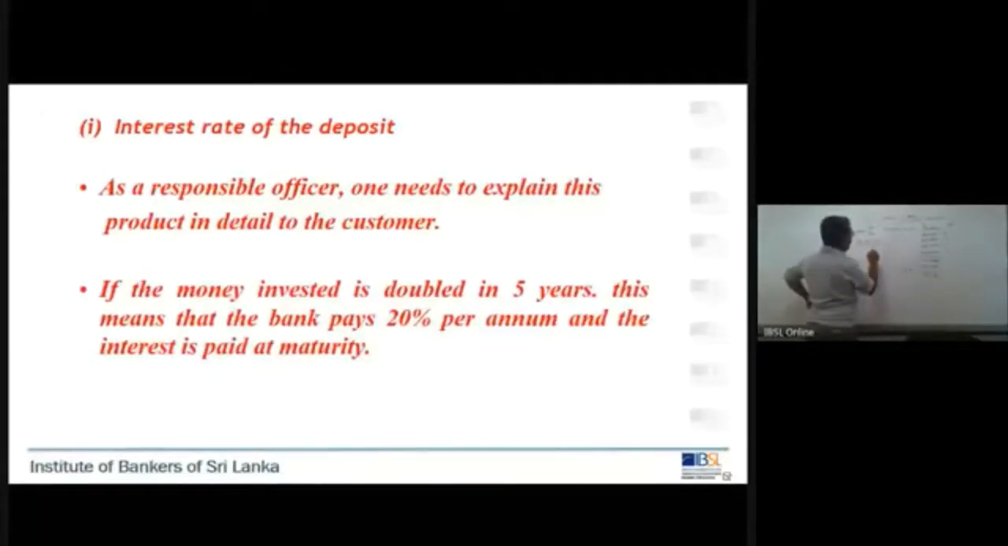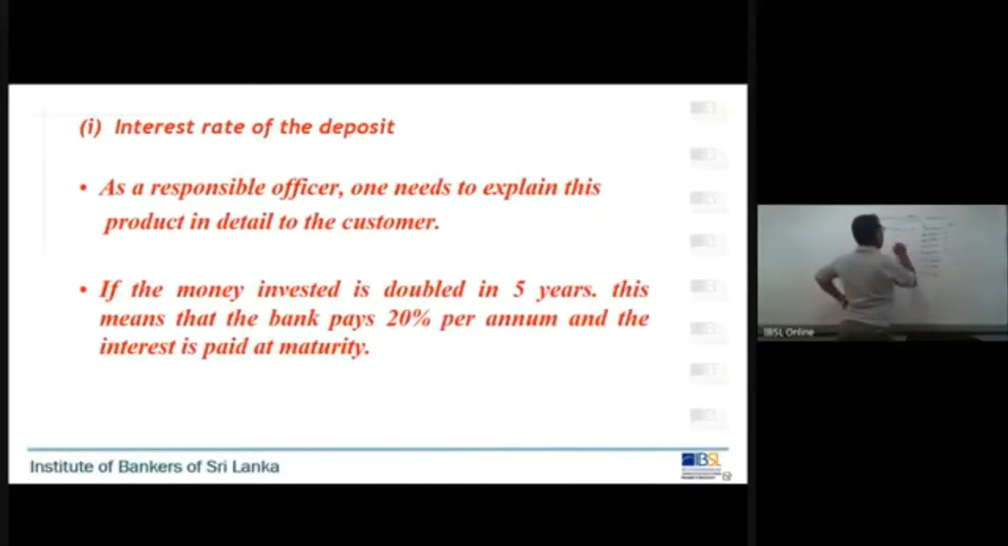Like this, you get 20,000 each year. So ultimately, this is the normal interest rate. As a responsible officer, you need to explain this product in detail to the customer, because it is the customer's right and it is your obligation. If the money invested is doubled in 5 years, this means that the bank pays how much? 20% per annum, and the interest is paid at maturity.